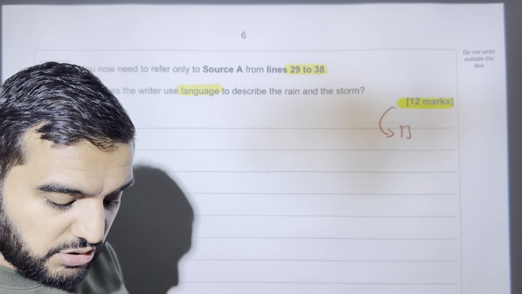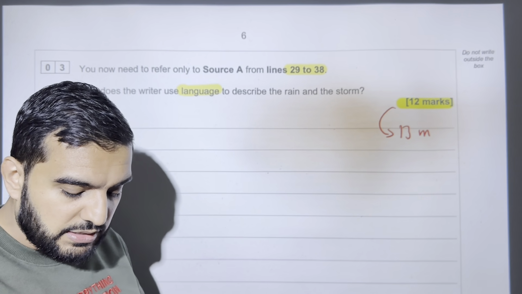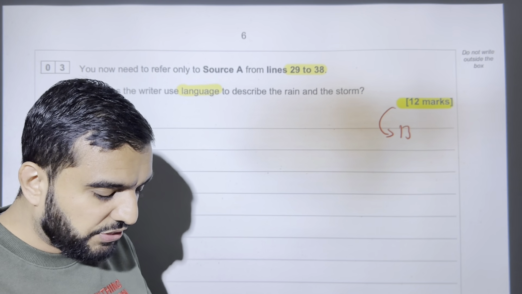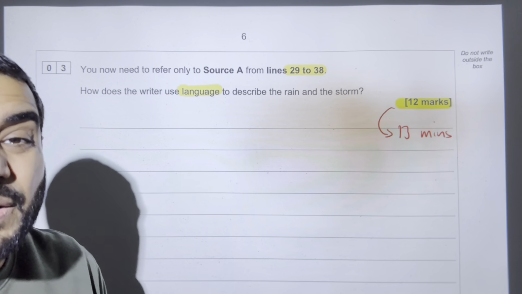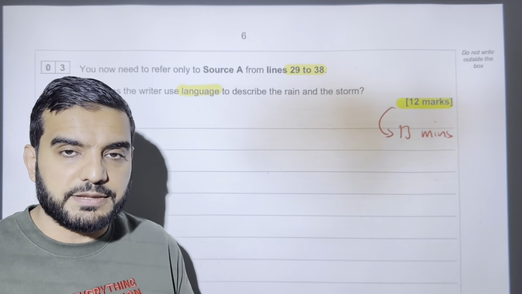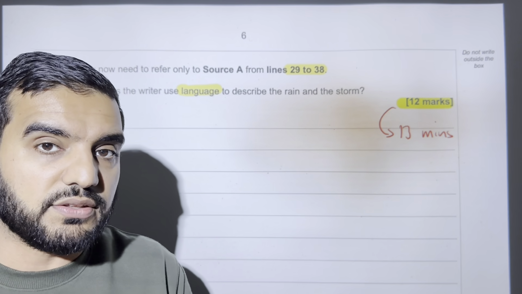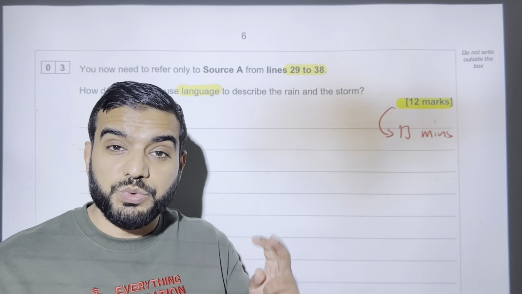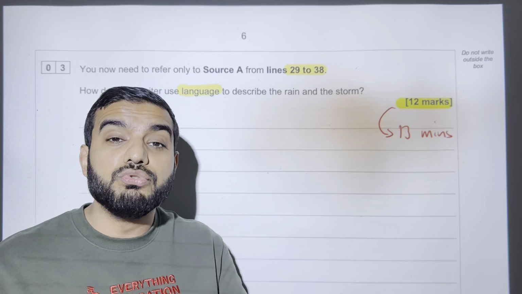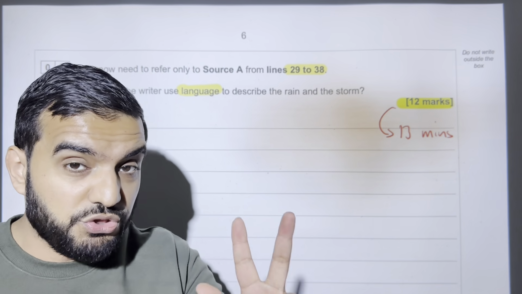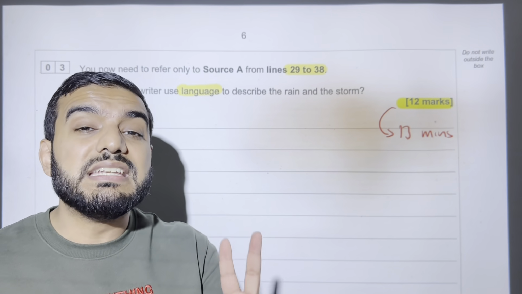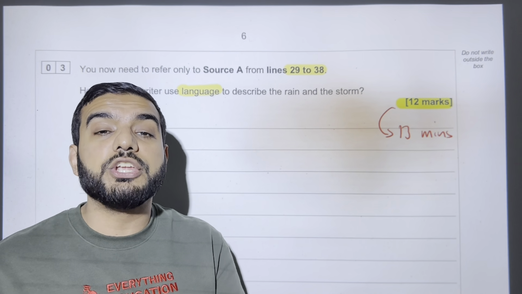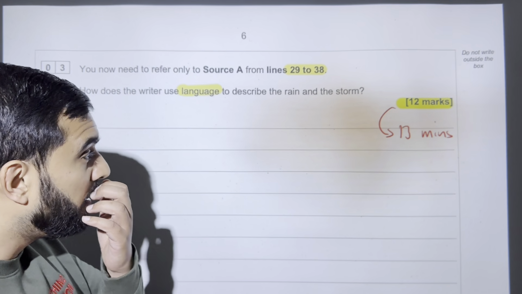For a 12 marker, we are spending 13 minutes on this question. Now, what does that mean for us in writing? It means one of 2 things. In paper 1, question 2, we are doing 2 paragraphs. In paper 2, question 3, either do 3 paragraphs or do 2 very detailed paragraphs, depending on what you can fit in the time. All right, guys.